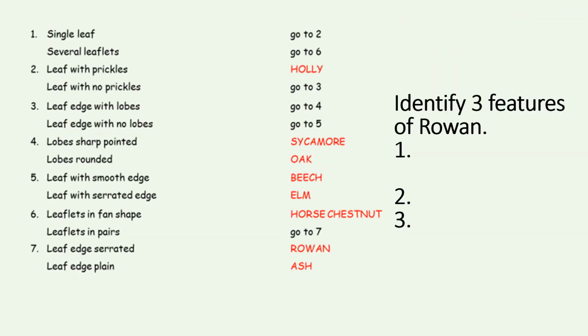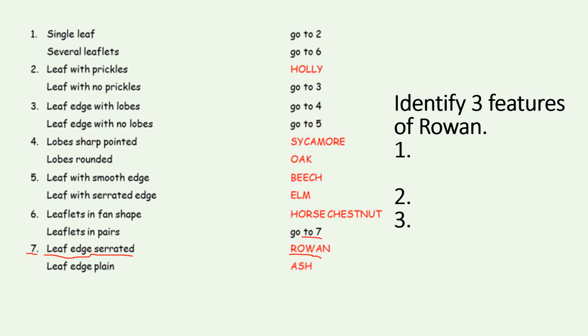Like you can be asked to identify features in a branching key, you can also be asked to identify features in a paired statement key. And again, you need to work backwards. So identify 3 features of a rowan. You can pause the video and try to do this yourself, or you can let me talk you through this one. So first of all, we need to go to rowan, and then we need to work our way back. So we know that the leaf edge is serrated for rowan, so that's going to be one of its features. And then we know that we've had to go to 7.